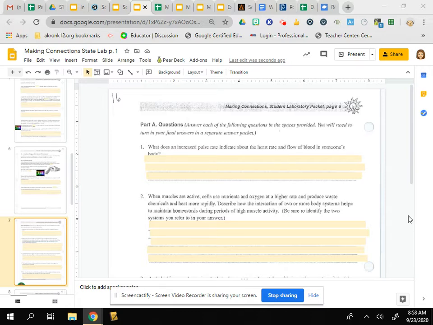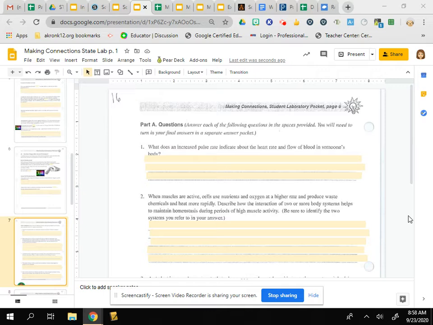So it's asking, what does an increased pulse rate indicate about the heart rate and flow of blood in someone's body? So they're asking if your pulse rate goes up, what is happening to your heart rate and what is happening to the flow of blood in your body.